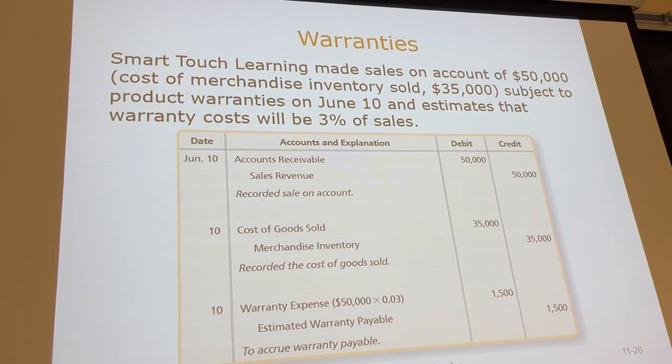So 3% of the $50,000 of sales would be $1,500. So the account that we are going to debit will be warranty expense, and then the account that we credit will be a liability account that we're going to call estimated warranty payable. That will go on our balance sheet.